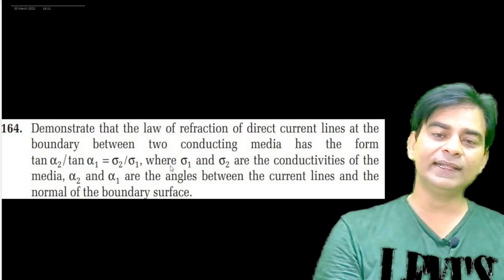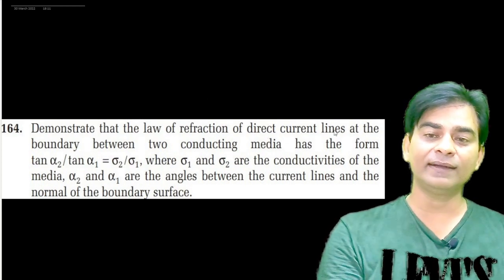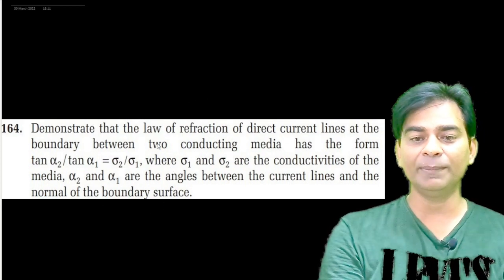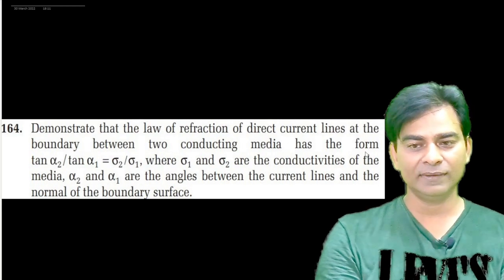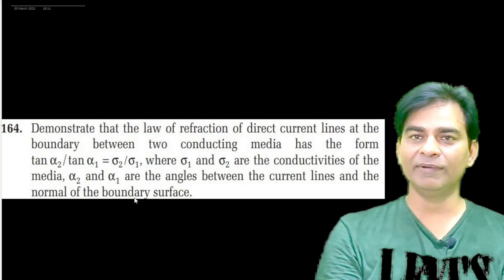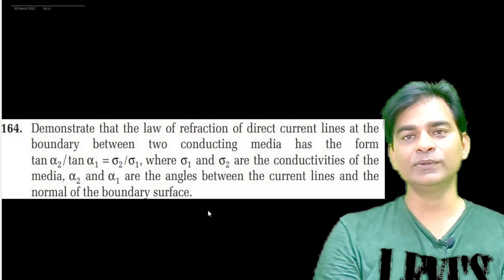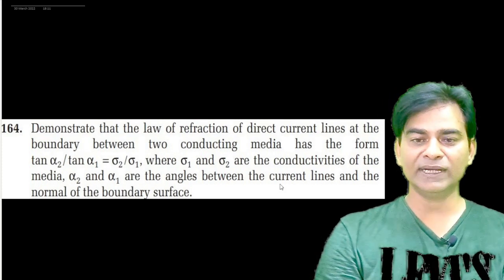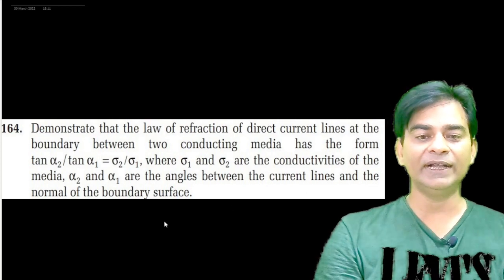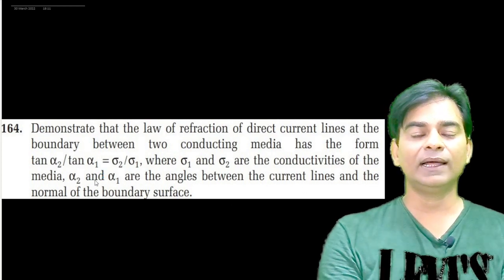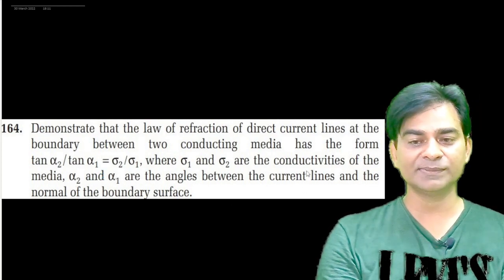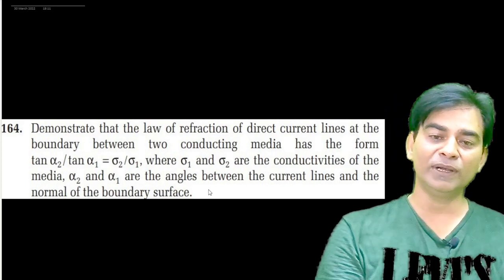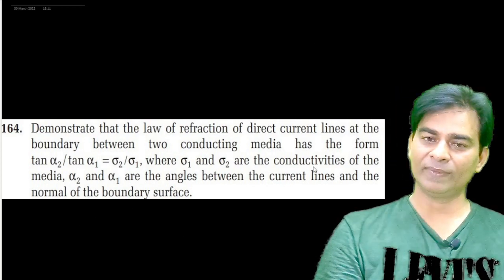Demonstrate that the law of refraction of direct current lines at the boundary between two conducting media has the form tan alpha 2 divided by tan alpha 1 is equal to sigma 2 divided by sigma 1, where sigma 2 and sigma 1 are conductivities of the media and alpha 2 and alpha 1 are the angles between current lines and the normal to the boundary surface.